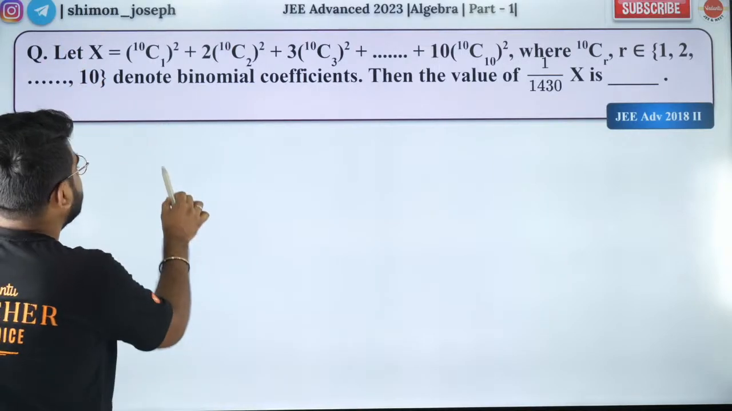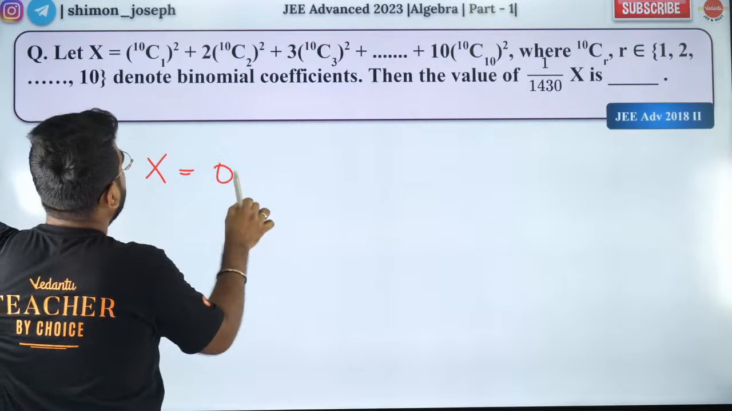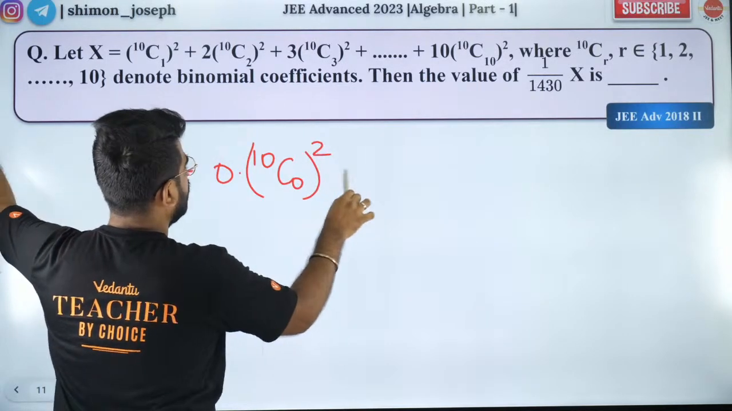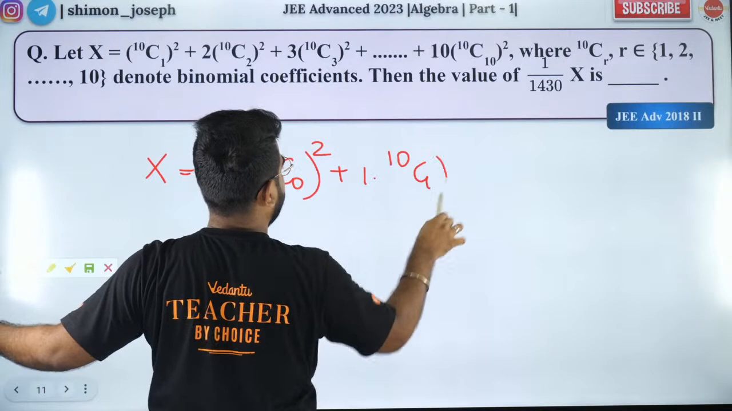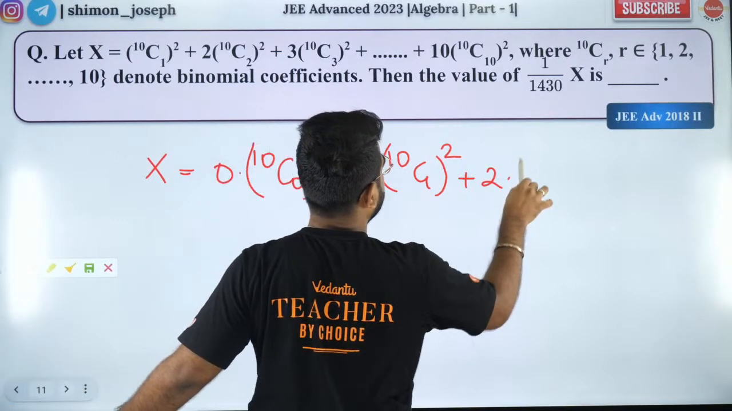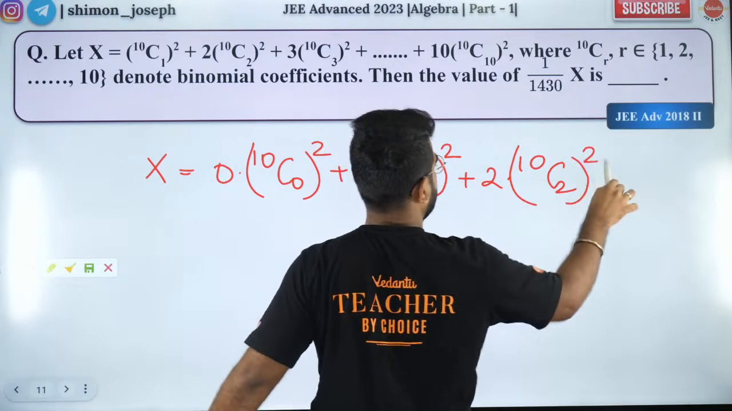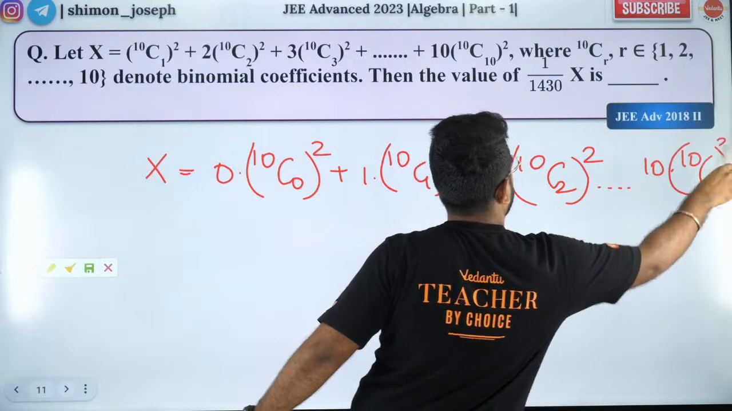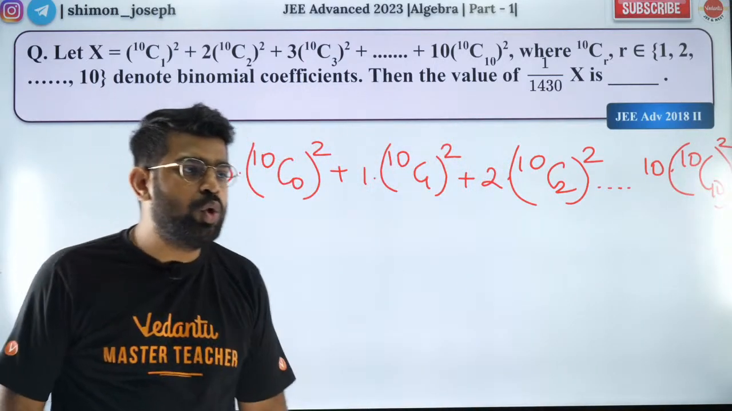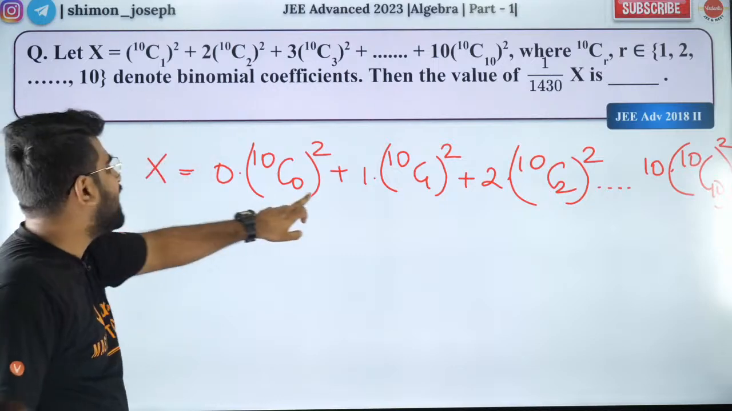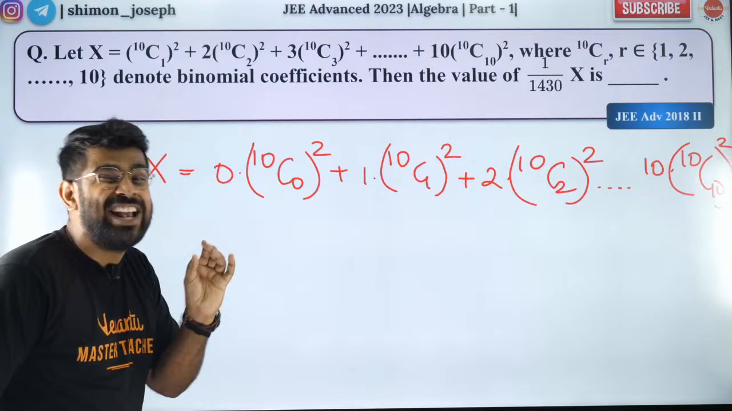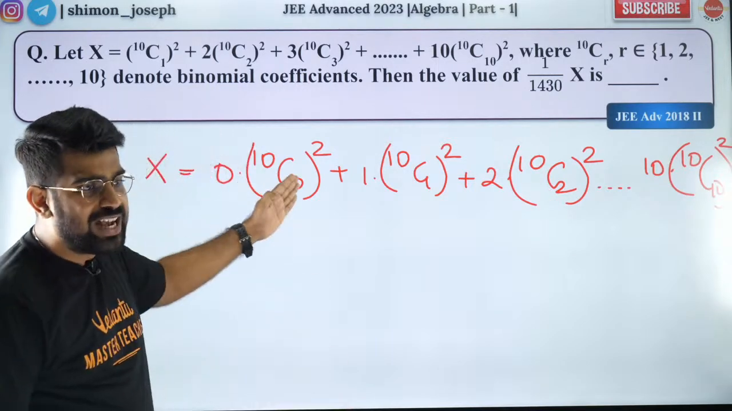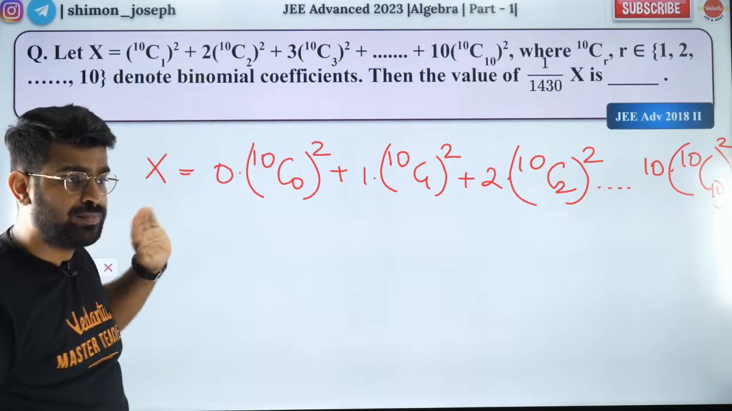So guys, this question, can I say x is equal to, let's say, 0 into 10C0 whole square plus 1 into 10C1 whole square plus 2 into 10C2 whole square, dot dot dot, 10 into 10C10 whole square. Is that okay with everybody? So I just added one term so that I can write a nice summation. Is that okay? What I wrote here and what is given in the question, both are the same?